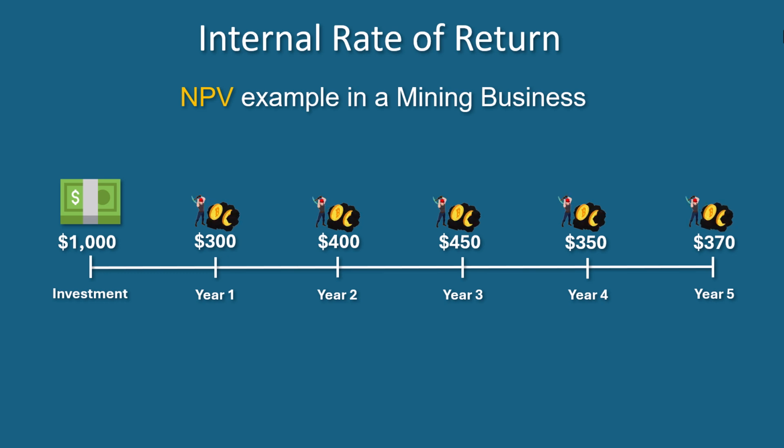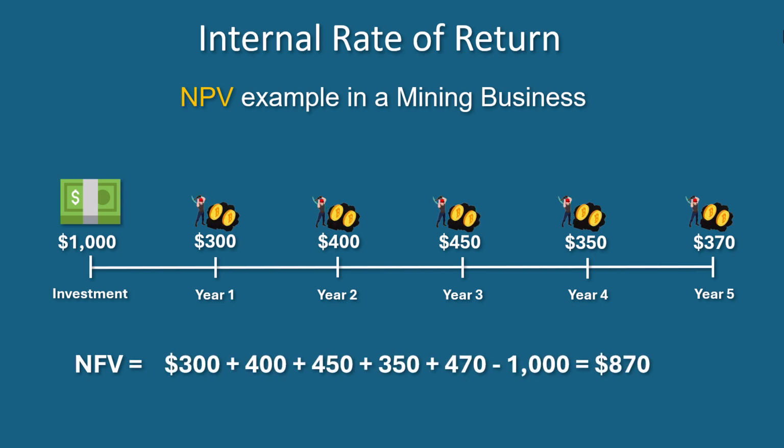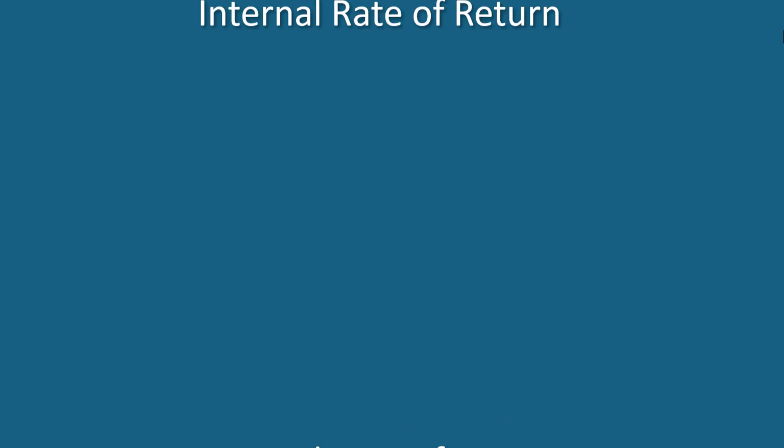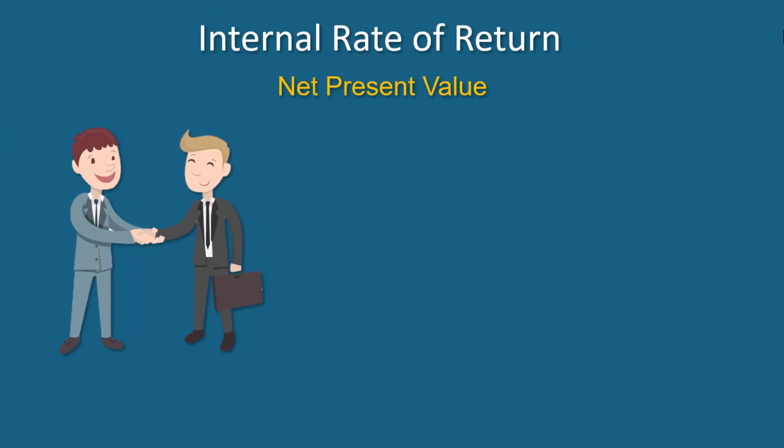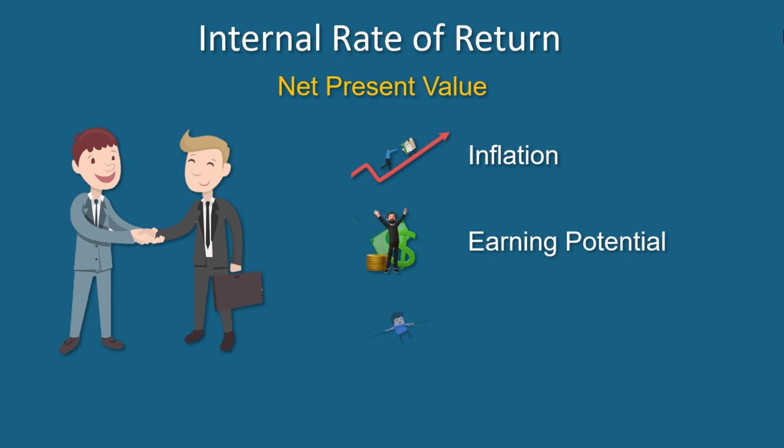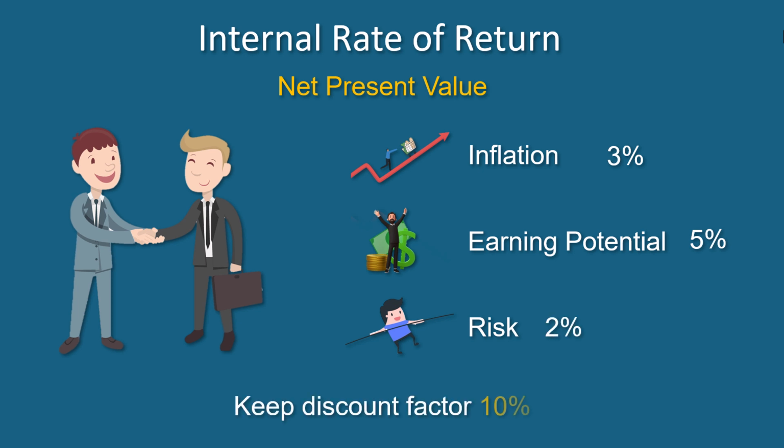If we simply sum all these future returns and deduct the initial investment of $1,000, the total simple profit is $870. But we will not calculate it as simple as that. We will calculate it from a financial manager's point of view, because the value we earn in the future may not have the same value today due to inflation, earning potential, and risk factor. For example, if inflation is 3%, earning potential from keeping money in a bank is 5%, and we also add a risk factor of 2%, then our discount rate might be 10%.